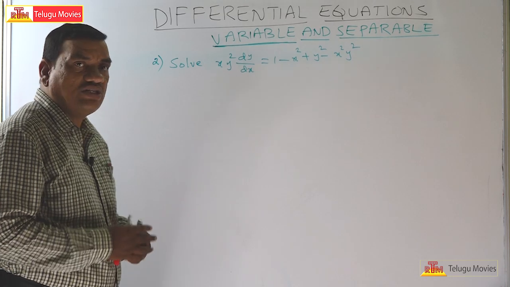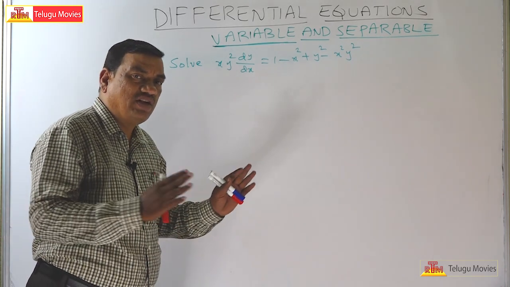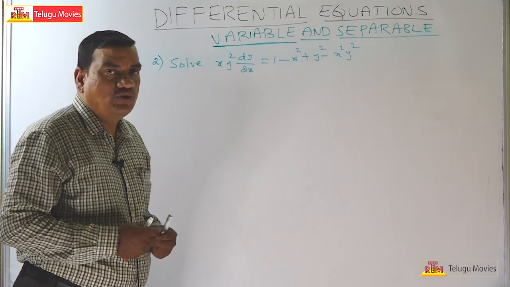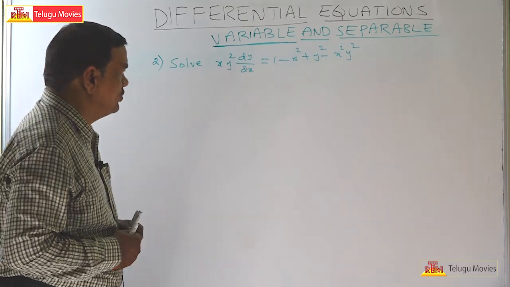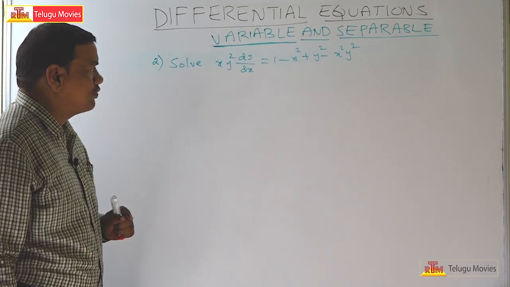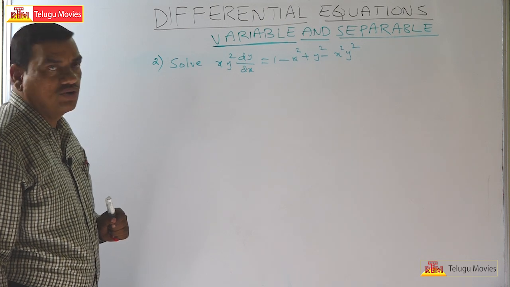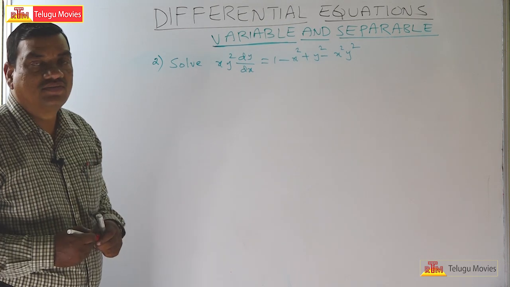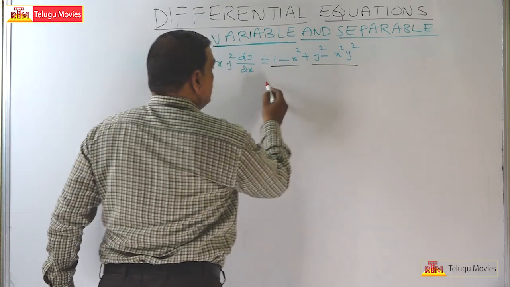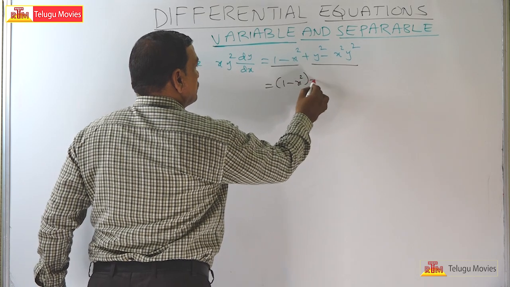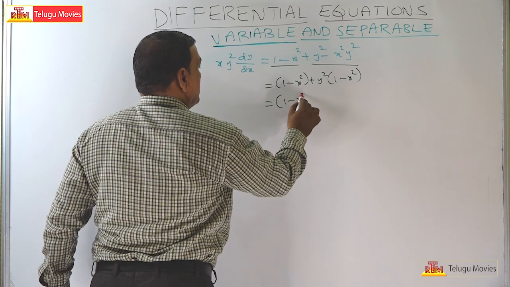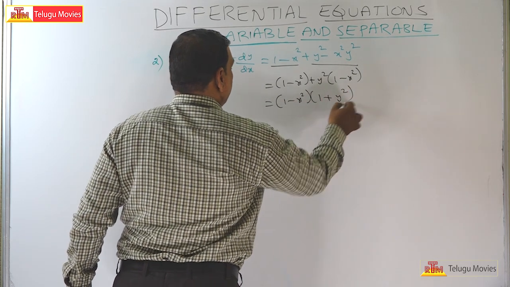So in the examination, as I already told you, they won't mention which method to use, they won't give any hint. Just by observing this, we have to solve it. Then how to proceed is, first thing, see the right hand side part, 1 minus x square plus y square minus x square y square. Can we factorize that? It can be factorized easily. So here first term as it is, you write down 1 minus x square, plus y square (1 minus x square). This is 1 minus x square into 1 plus y square.